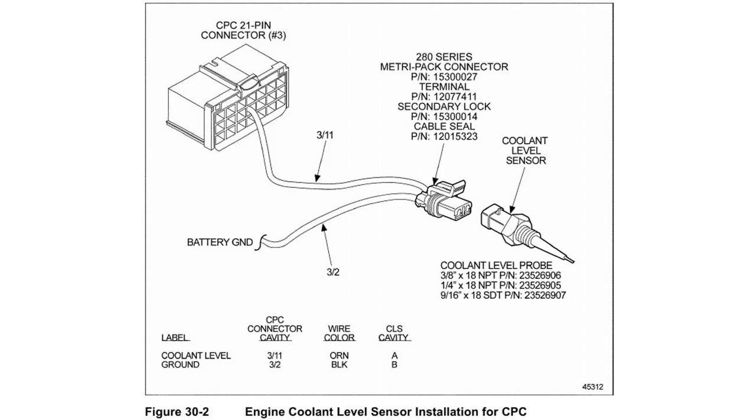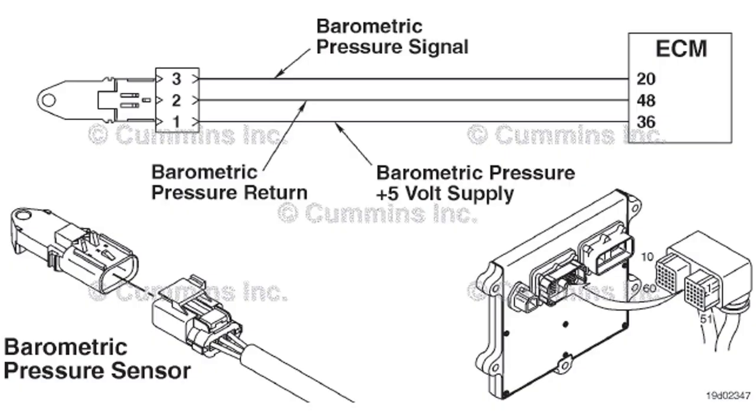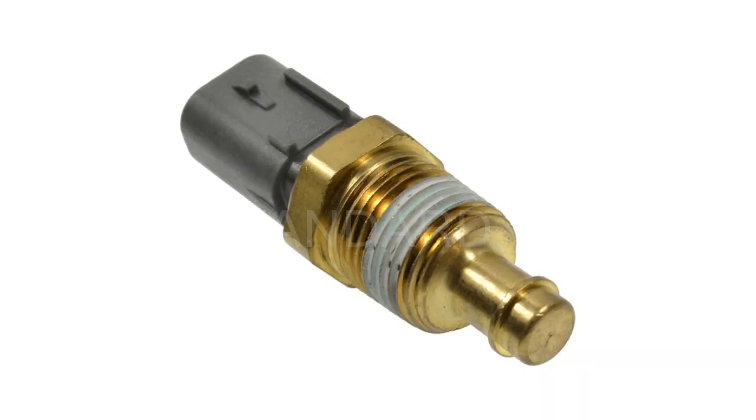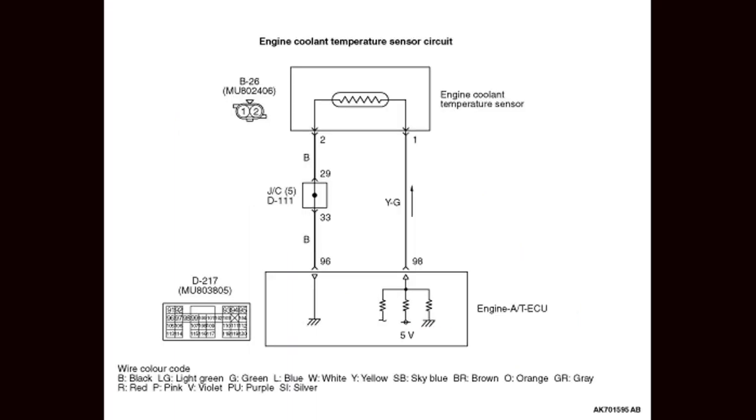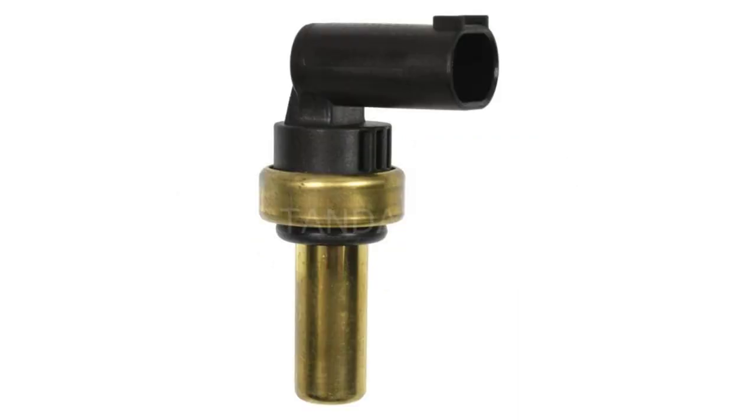SPN 1180 FMI 0 engine coolant temperature sensor 1 circuit. Data valid but below normal operational range. Most severe level. Description: SPN 1180 refers to engine exhaust gas recirculation, EGR, differential pressure, and FMI 0 indicates that the data is valid but below normal operational range.